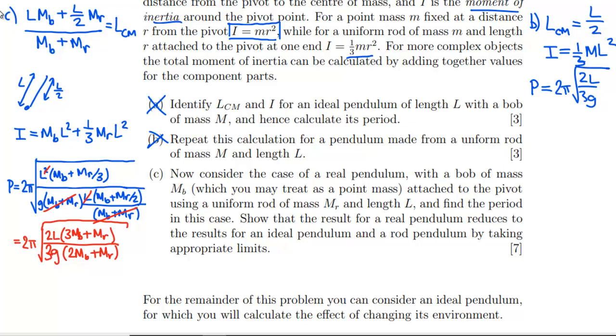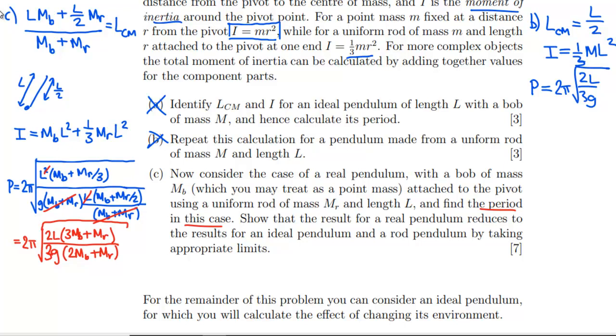So now there was something else in this question, but I can't remember what it is. So what have we done here? Show that, find the period. Right, so we've done this bit, find the period. Show that the result for the real pendulum reduces to the ideal pendulum and the rod pendulum in appropriate limits.